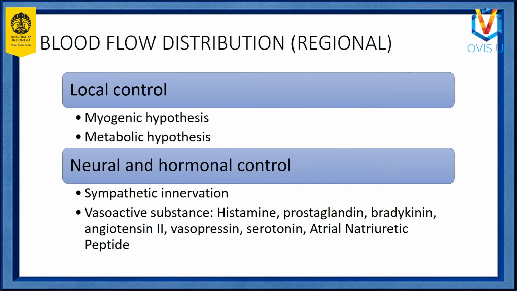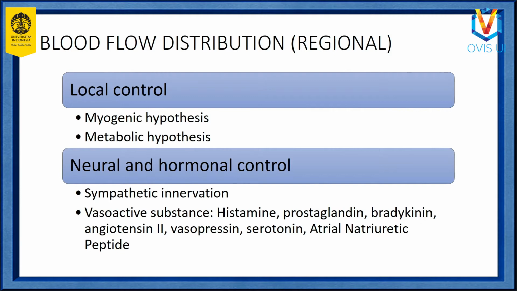According to myogenic hypothesis, when vascular smooth muscle cells and arterioles are stretched, mechanically gated channels in the muscle membrane open, causing depolarization of the membrane. Calcium that then enters the cell triggers the muscle contraction, thereby acting to resist the initial passive stretch. According to metabolic hypothesis, a decrease in tissue oxygen supply, local increase in temperature, carbon dioxide, acidity, and other substances stimulates local vasodilation. The second mechanism is neural and hormonal control.